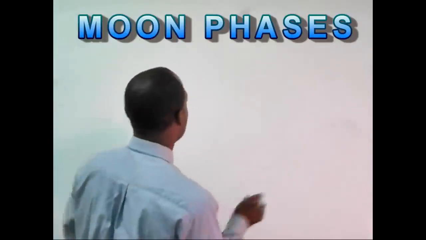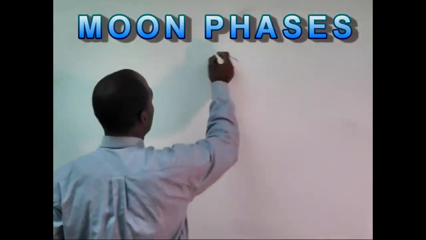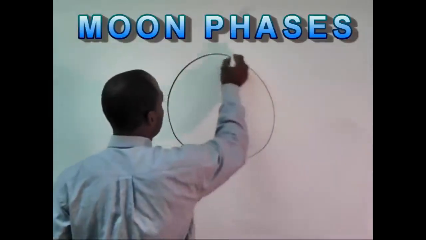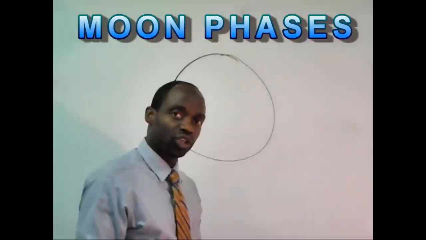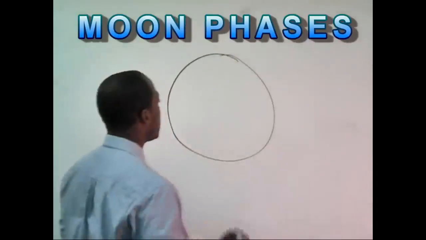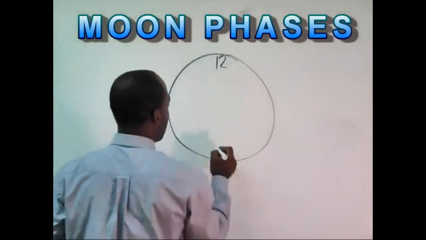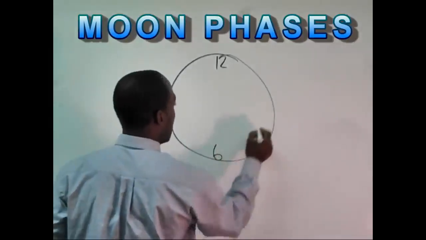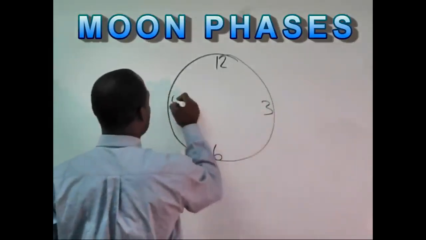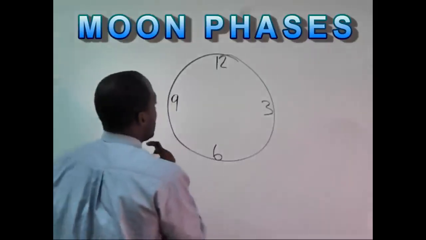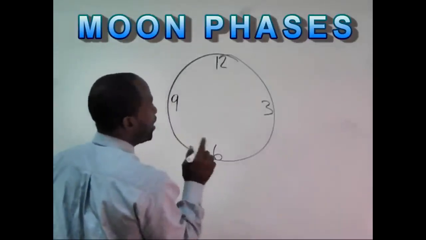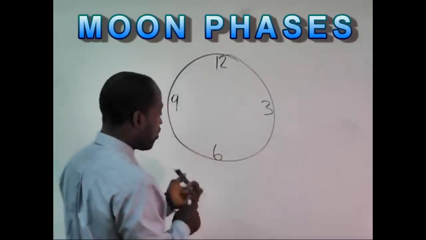First, I want to draw a big circle. Not the most perfect circle, but you understand it's a circle. I want you to put 12 up here, 6, 3, and 9. And then we're going to come back and add a couple more numbers.